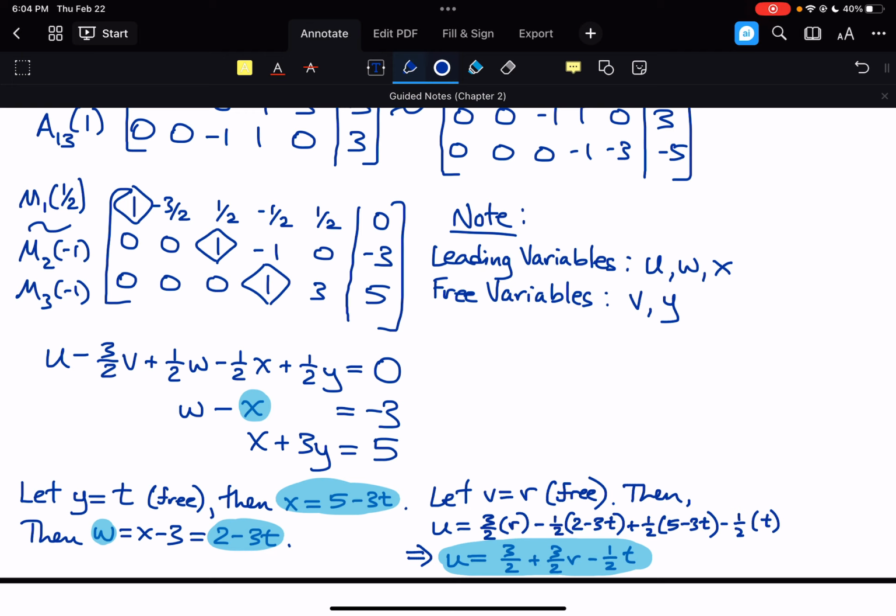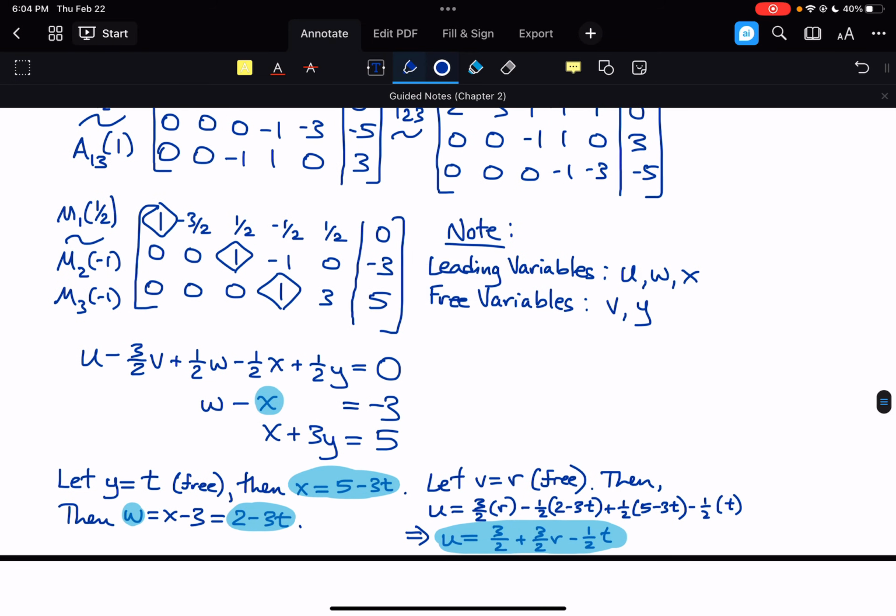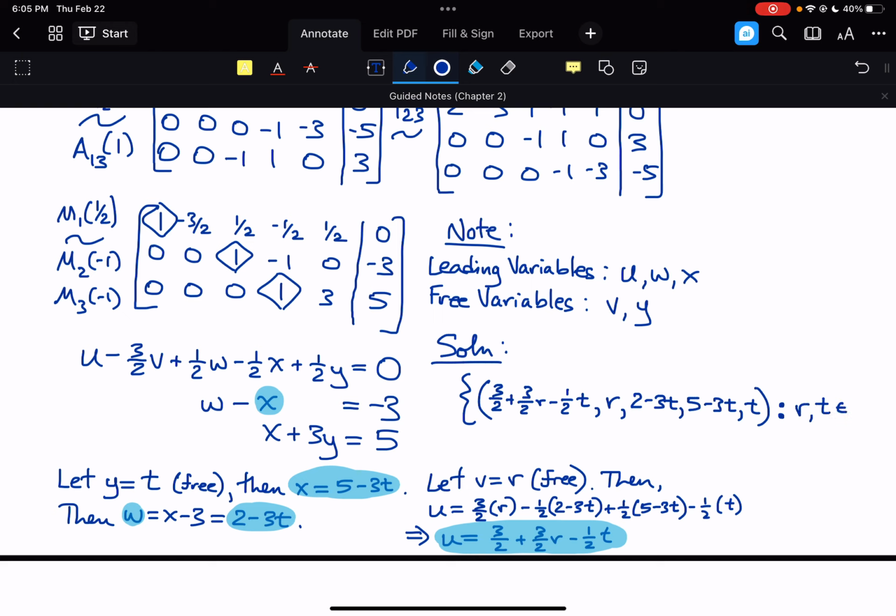So our solution is going to be written entirely in terms of these free variables. So our solution is going to be a set, because remember, there's infinitely many solutions when a system has free variables. So it's going to be a set of points that are all going to be five-dimensional because there's five variables. So there will be five components here. It's the set of all points (3/2 + 3/2 r - 1/2 t, r, 2 - 3t, 5 - 3t, t) such that r and t are elements of the real numbers. So r and t are real numbers.